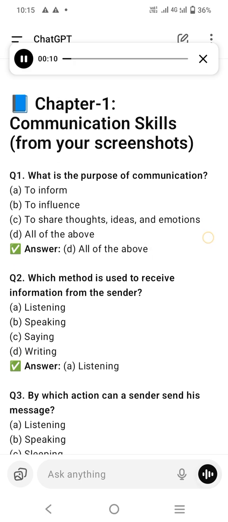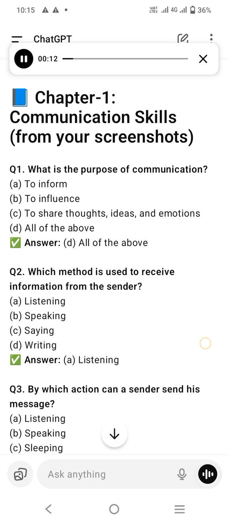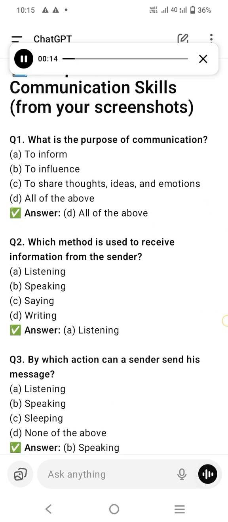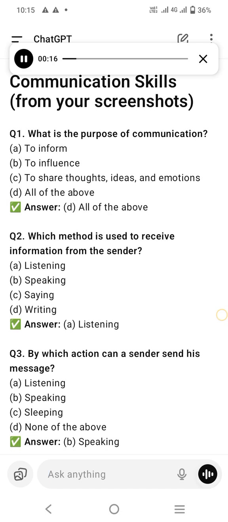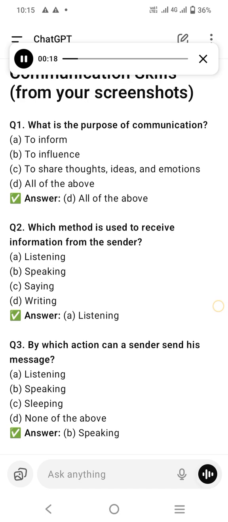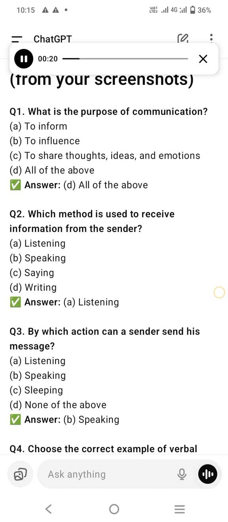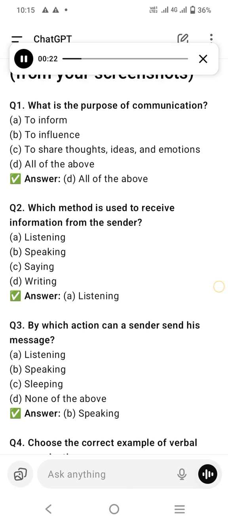Chapter 1. Communication skills from your screenshots. Q1. What is the purpose of communication? A. To inform. B. To influence. C. To share thoughts, ideas, and emotions. D. All of the above. Answer. D. All of the above.